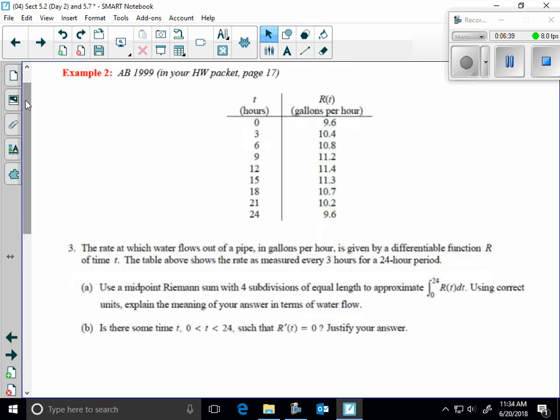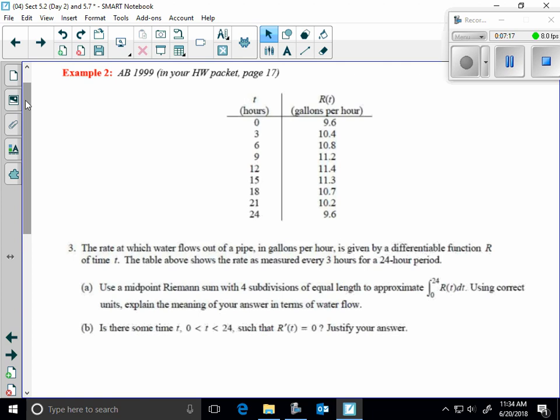Given this data table, this is from 1999, the rate at which water flows out of a pipe in gallons per hour is given by a differentiable function r. So this is a rate again. So if we have a rate, or a table with rates, most likely we're going to be doing some kind of Riemann sum or integration. The table above shows the rate as measured every 3 hours for a 24-hour period. Use a midpoint Riemann sum with 4 subdivisions of equal length to approximate the number of gallons that have flowed out of a pipe for those 24 hours.